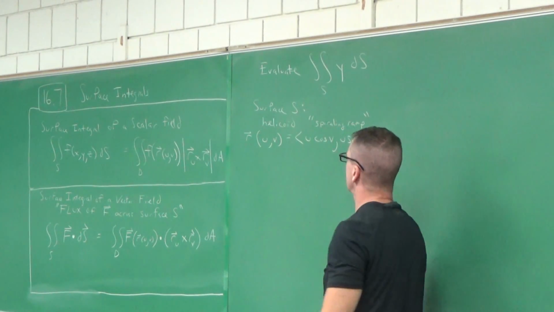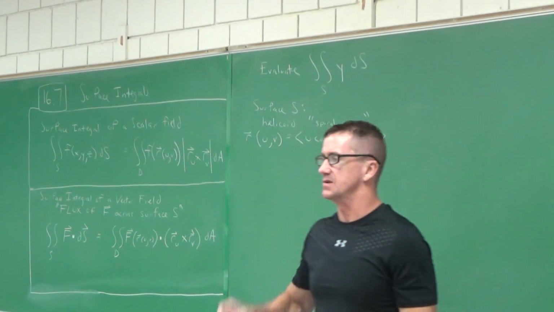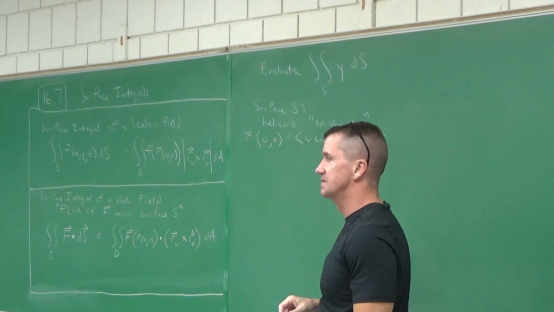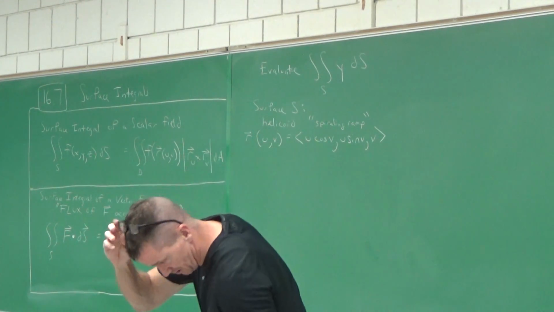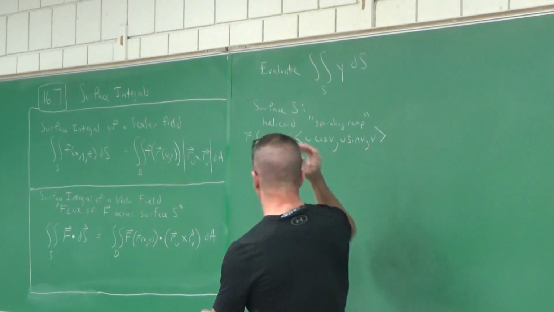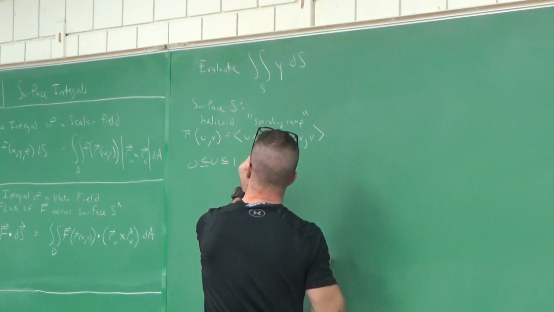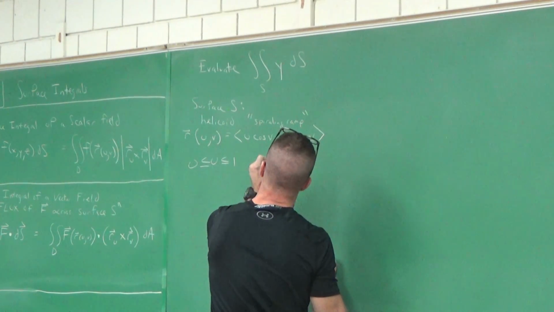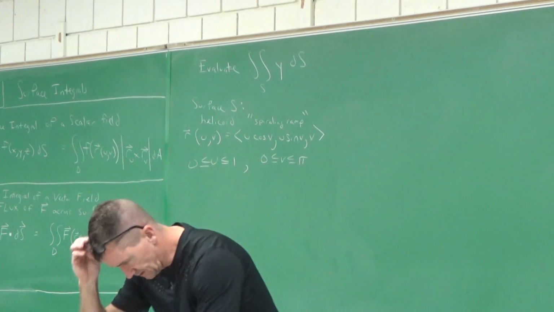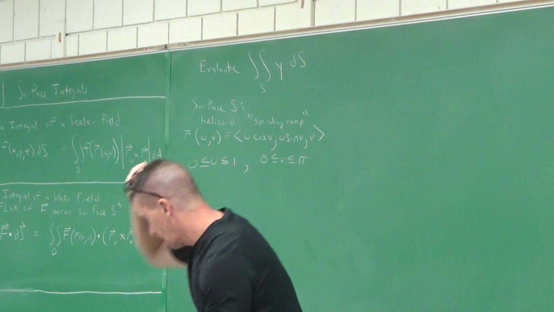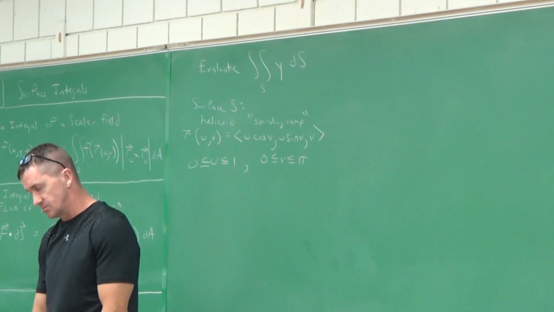What else did they give us? Well, they have to give us the limits of integration. How much of that surface? Because that thing keeps spiraling forever. Here are the limits they gave in this problem: u between 0 and 1, and v between 0 and pi. Let me make sure I did that correctly. Yep, that's what they got. V goes from 0 to pi, u goes from 0 to 1. And that's what we'll evaluate.